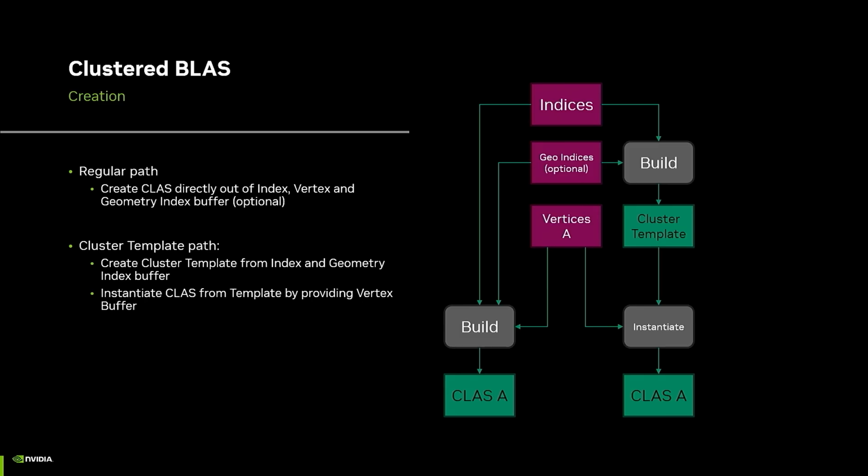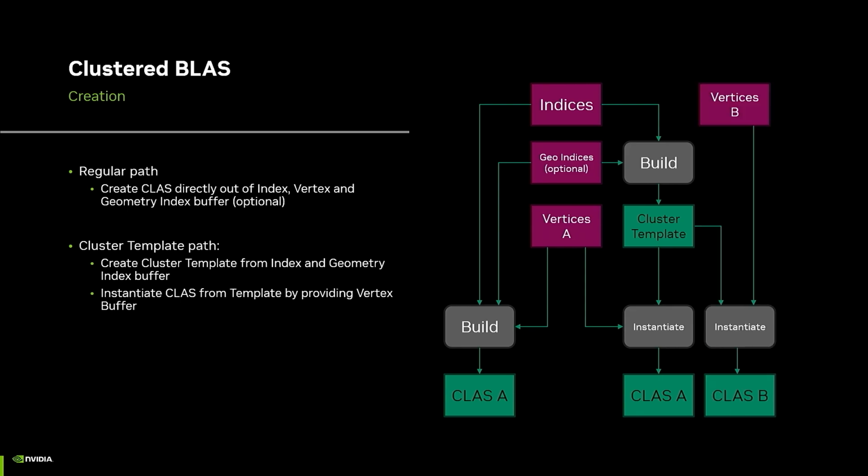Now, why would I do this? That's because I can now also assign different vertices to the same cluster template, instantiated with a different set of vertices, and you will get a new CLAS B, which has the same topology, same geometry, but different vertex positions. And this instantiation path is much faster because you can cache all the topology processing we do in the driver.